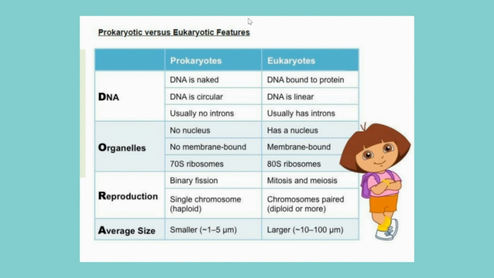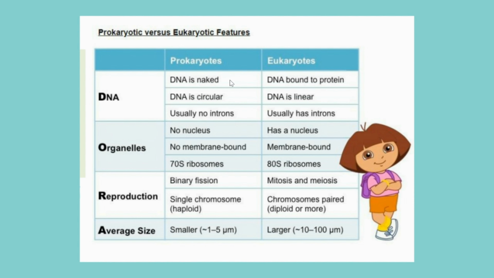All right, so prokaryotic versus eukaryotic cells, as I mentioned earlier, they have a lot of differences, and that results in their functions, their survival capability and mechanism, reproduction, all of them being different. So you can remember this through a mnemonic, which is known as DORA. So that's DNA, organelles, reproduction, and average size. These are the four main umbrella groups of differences between prokaryotic and eukaryotic cells.